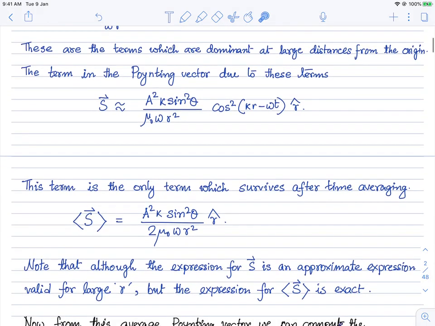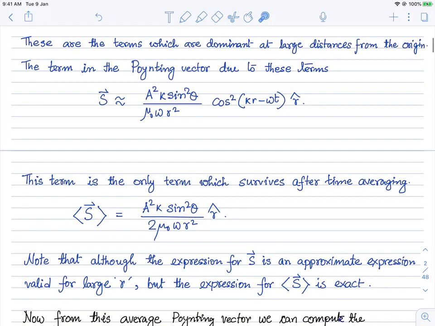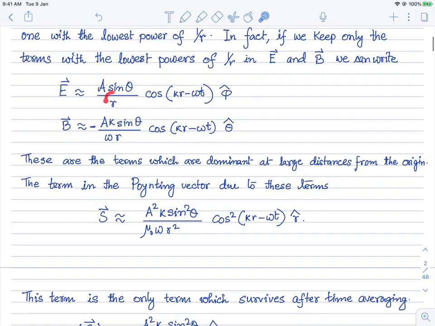Also, these are the two terms which can give rise to this 1 over r squared term in the Poynting vector, because the electric field goes as 1 over r and the magnetic field goes as 1 over r, so their product gives you a 1 over r squared in the denominator. This ensures that the Poynting vector falls off as 1 over r squared if we consider these two terms which go as 1 over r in the electric and magnetic field.